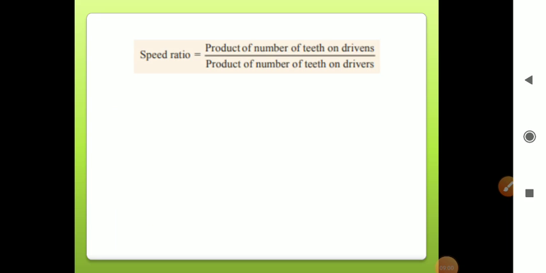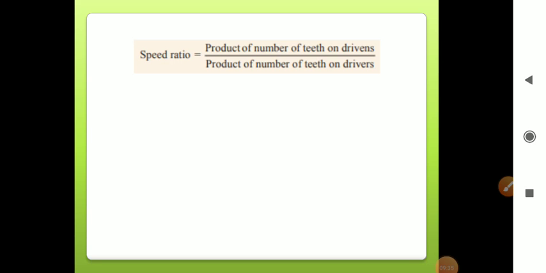Now, therefore, we know that the speed ratio is nothing but the product of the number of teeth on the drivens divided by the product of the number of teeth on the drivers. This is the speed ratio we already saw in chapter number 1, toothed gears. We saw that the speed ratio, and again the train value, is exactly the reciprocal of this speed ratio. Now the speed ratio is nothing but the product of the number of teeth on the drivens divided by the product of the number of teeth on the drivers.